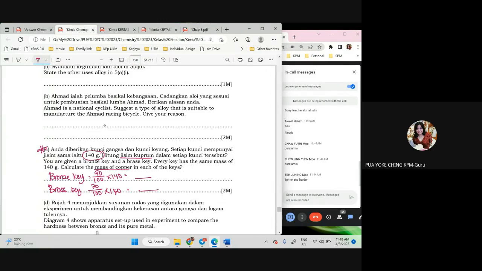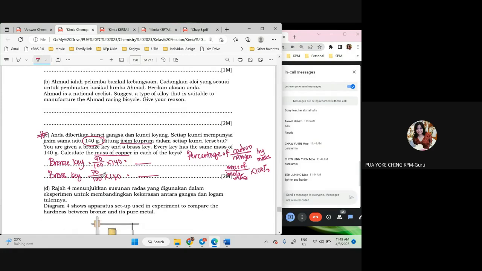Sebelum ini, you sentiasa kira percentage of carbon atau nitrogen by mass. Okay, you ambilkan mass of N bahagi molar mass darab 100%. Ini terbalik. Ini dah bagi persen, bagi jumlah mass, suruh you kira berapa mass of copper dalam setiap tu. So just a mathematical question lah.